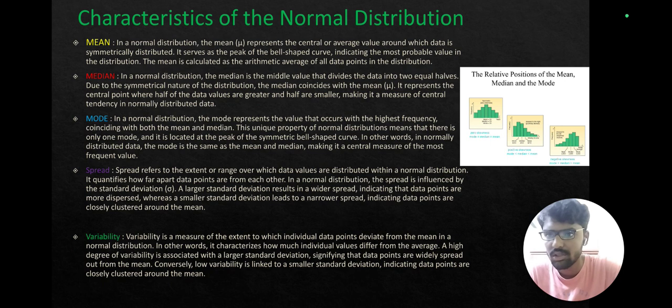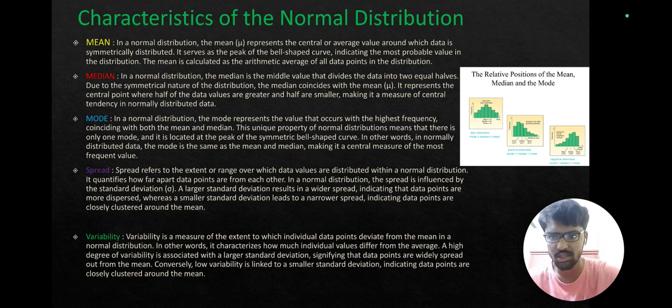Spread refers to the extent or range over which data values are distributed within a normal distribution. It quantifies how far apart data points are from each other in a normal distribution. The spread is influenced by the standard deviation. A large standard deviation results in wider spread, indicating the data points are more dispersed, whereas a small standard deviation leads to narrower spread, indicating the data points are closely clustered around the mean.